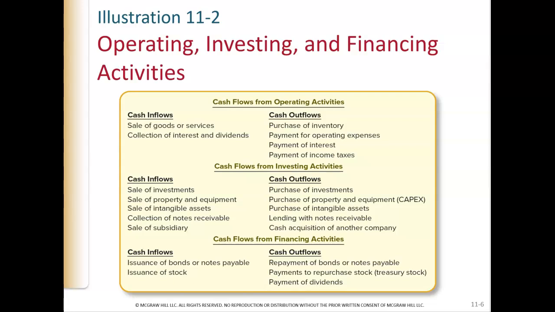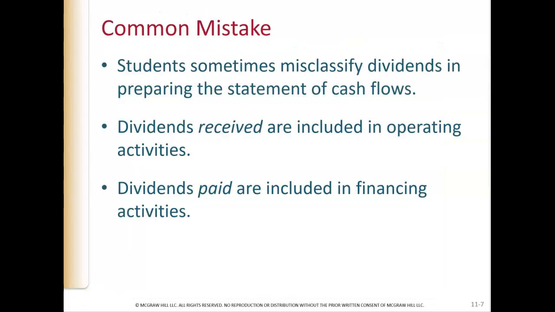So these are all capital expenditures. I think that's all I've got there. So a common mistake, sometimes misclassifying dividends. Dividends received are in operating activities. Dividends paid are in financing activities. Okay, so just remember that one.